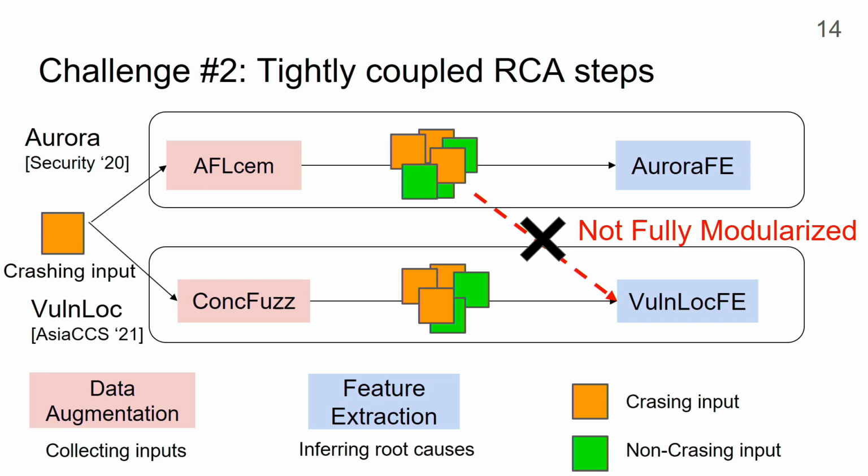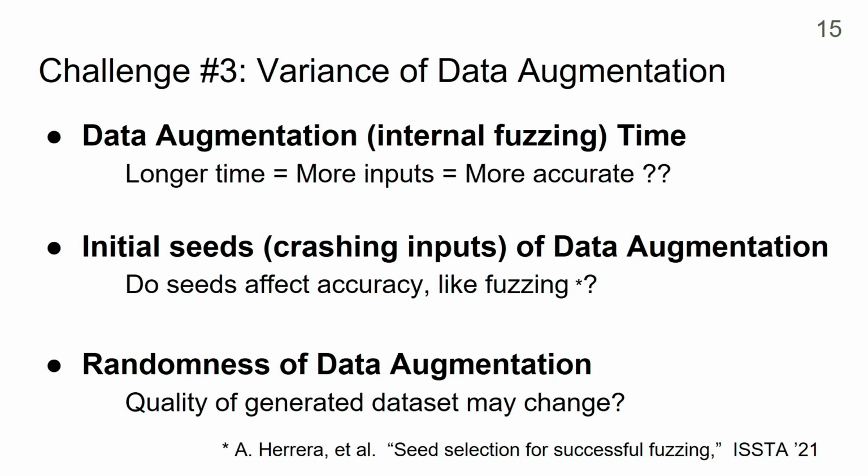The third challenge is about the variable characteristics of data augmentations. The current data augmentation highly depends on fuzzing. Sometimes it uses test cases written by human developers, but the AFL crash exploration mode or ConFast uses fuzzing technologies, which are a random process. So to precisely evaluate RCA tools, we have to consider at least the following three factors.